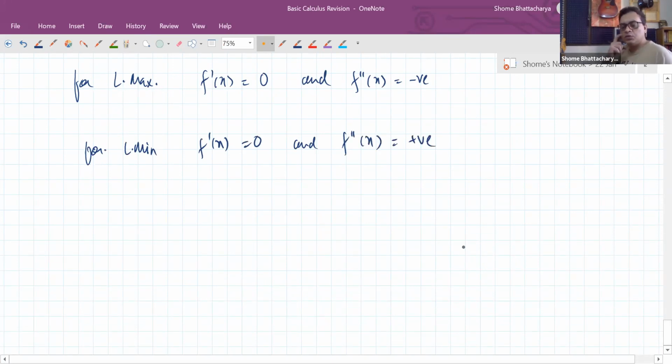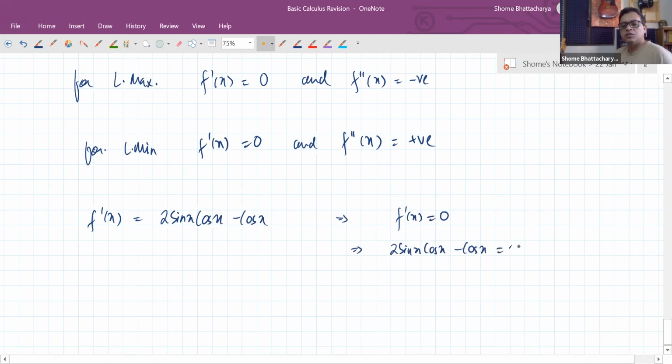So let's figure out how this is happening here. f prime x we had just seen was 2 sin x cos x minus cos x. So f prime x being 0 means 2 sin x cos x minus cos x should be 0, which we can factorize like this now.